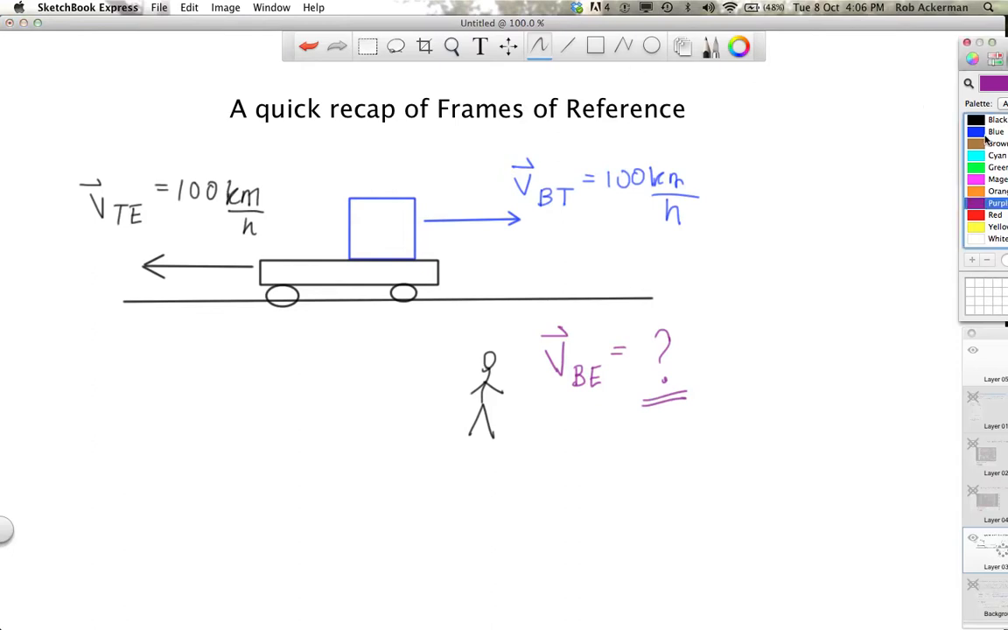And so we realized there's a formula that you can write here, and the formula goes something like: velocity of the ball relative to Earth equals velocity of ball relative to truck plus velocity of truck relative to Earth.